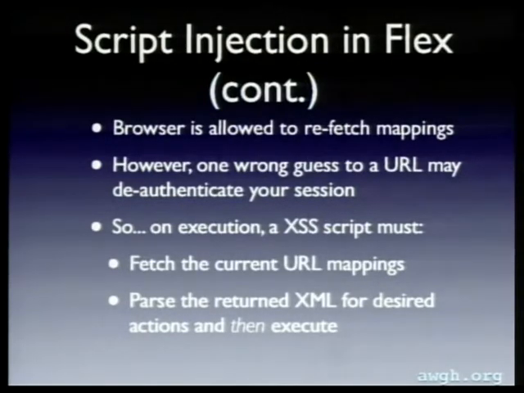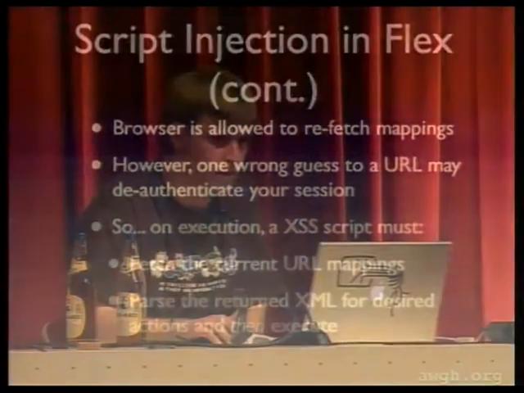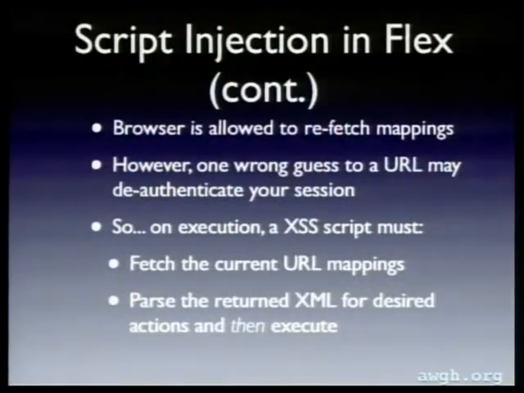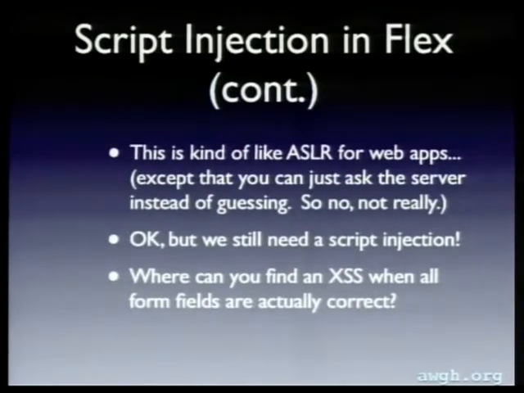However, one wrong guess will de-authenticate your session, and you'll have to re-log in, which actually breaks up brute forcing quite well. So in the event you could get script injection in Flex, the first two things you need to do are make an AJAX request to fetch the current URL mapping, and then parse that XML to find the action you want, and then you can construct a URL that will drive the site. I think of it kind of like ASLR for web apps. This is actually a terrible metaphor, because guessing repeatedly probably isn't a good idea, since you'd get de-authenticated every time for a wrong guess, and it's a lot easier just to get and parse the XML from JavaScript, in my opinion.